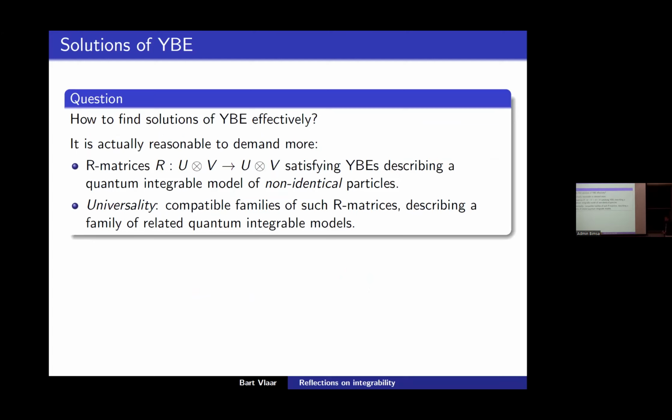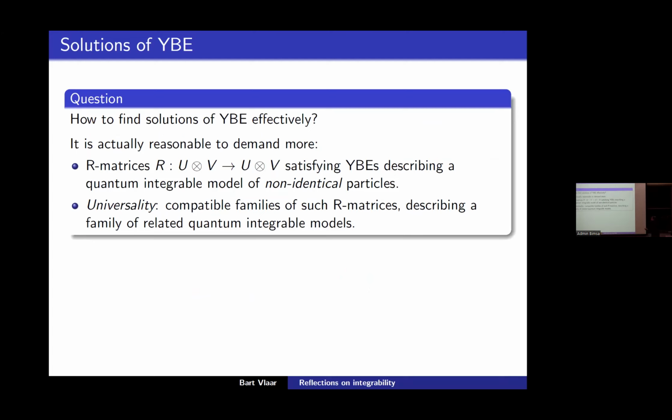So this is a complicated equation. This is a cubic equation, and it's basically a linear equation for matrices. Even for a 2-dimensional vector space, this is a very difficult thing to solve. And so the question is how do we find solutions? And we can actually be a bit more demanding on this question.